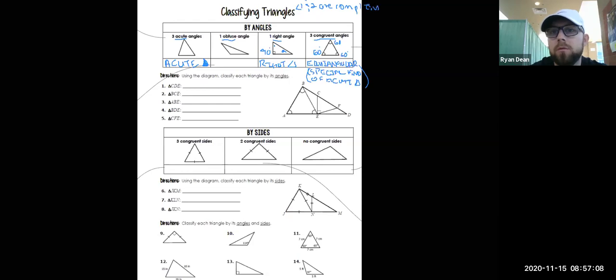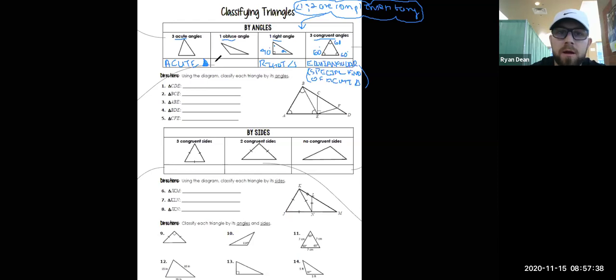Then we know that this entire triangle is going to be a right triangle because in triangles, all of the angles add up to 180 degrees. Okay, so with right triangles, the two angles that are not the 90 degrees are complementary.